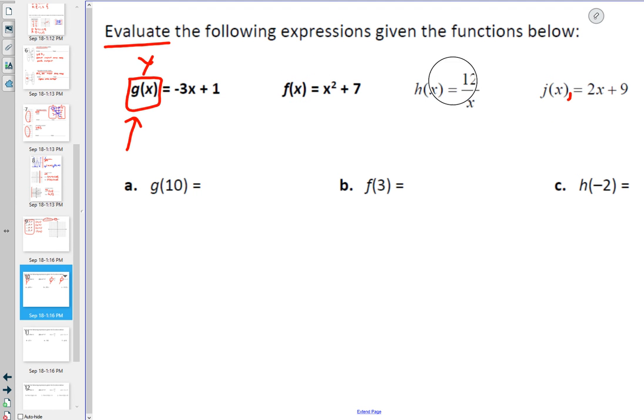So here the questions are A, B, and C. I see a 10 of them. There's two variables. They're going to give you one. Because they wrote the 10 in the parentheses, what does that 10 count as? It counts as an x. So what they want you to do is get a 10 and put it into x in G. So I would write negative 3 times 10.